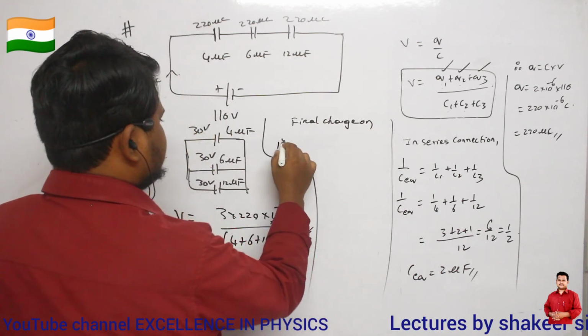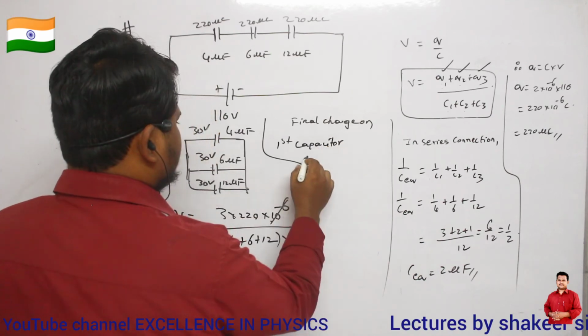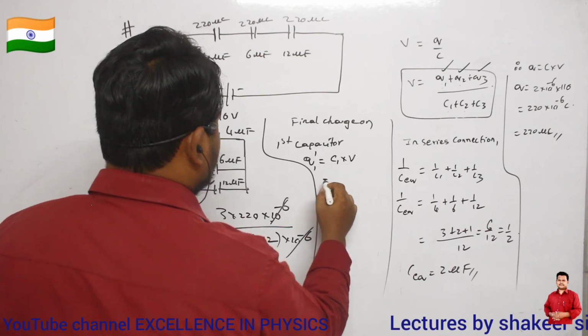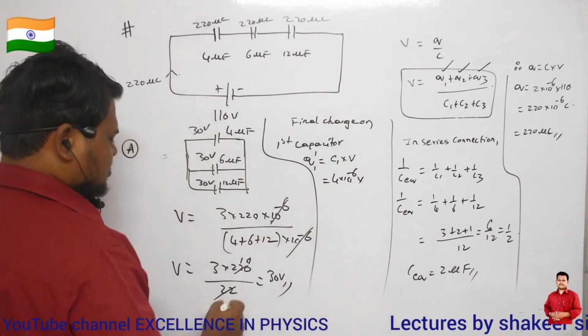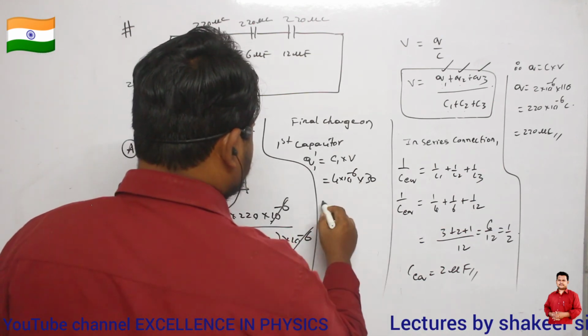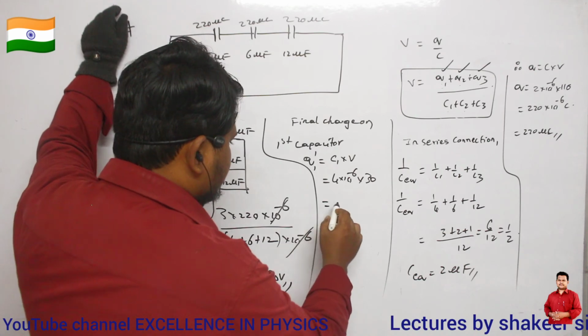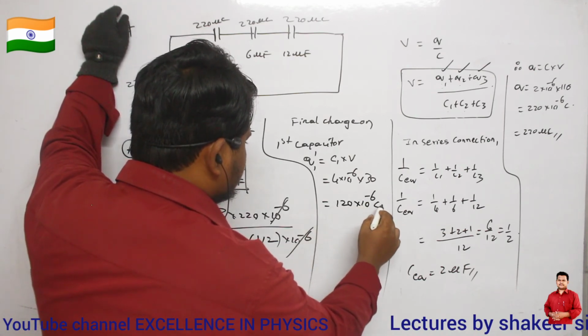Final charge on the first capacitor, let it be Q1 dash. Q1 dash is equal to C1 into V. C1 is 4 into 10 power minus 6. The common potential is 30 volts. So 4 3s are 12. So 120 into 10 power minus 6 coulombs of charge.